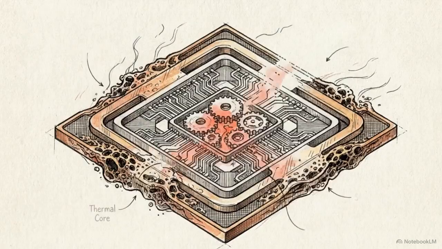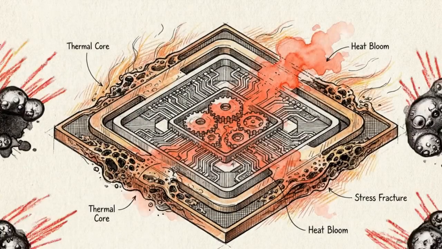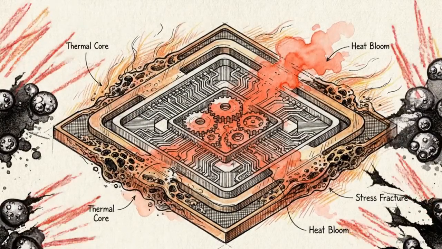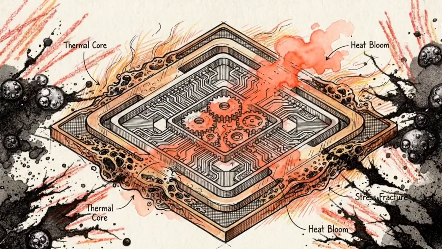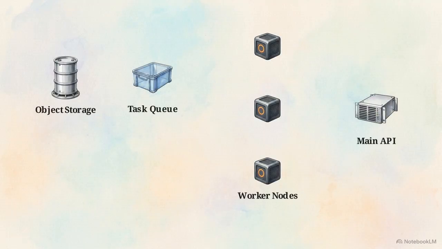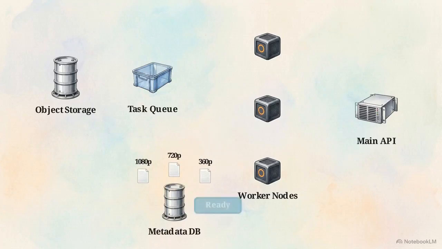Converting a 4K video or compressing high-resolution images are compute-heavy tasks. Attempting to run them within a standard API request leads to immediate timeouts. A message queue acts as a shock absorber. The system drops a job ticket into the queue, and independent worker nodes pull these tasks. A worker transcodes raw video into multiple streaming resolutions and thumbnails. Finally, it updates the metadata database status to ready.